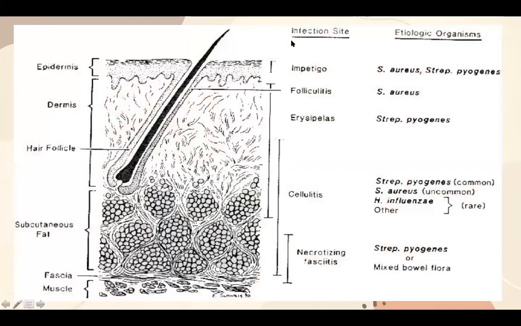As I mentioned before, you have to know that each organism will have a specific area in the skin that it will target. For example, as you can see here, impetigo will be a more superficial infection affecting the epidermis only, compared to erysipelas and cellulitis, which affect deeper areas in the skin. And we're going to go into details in a minute.